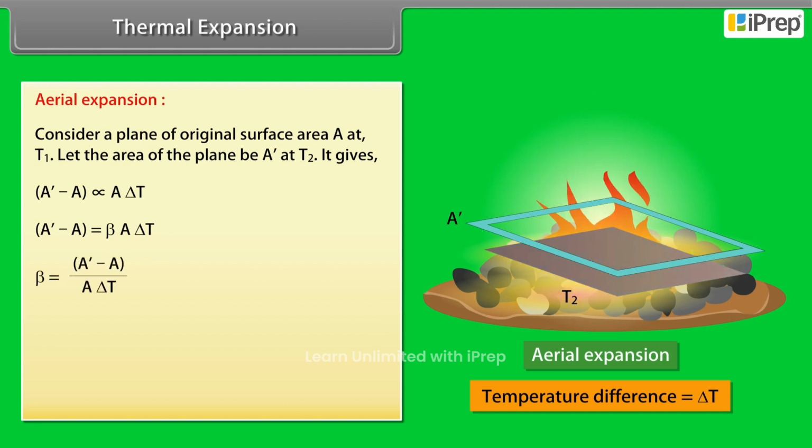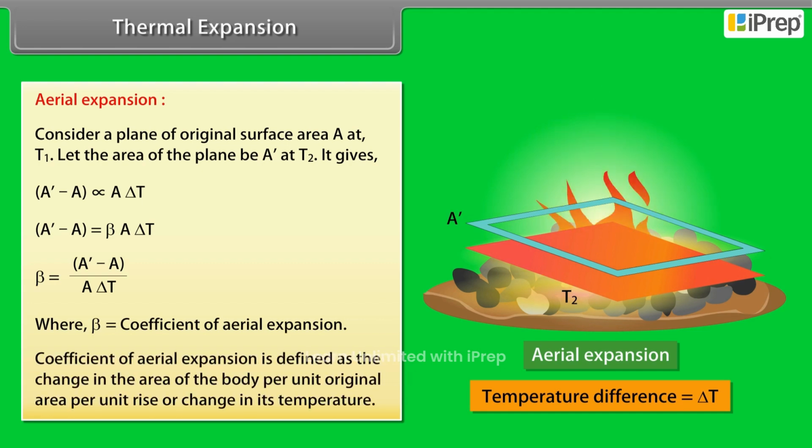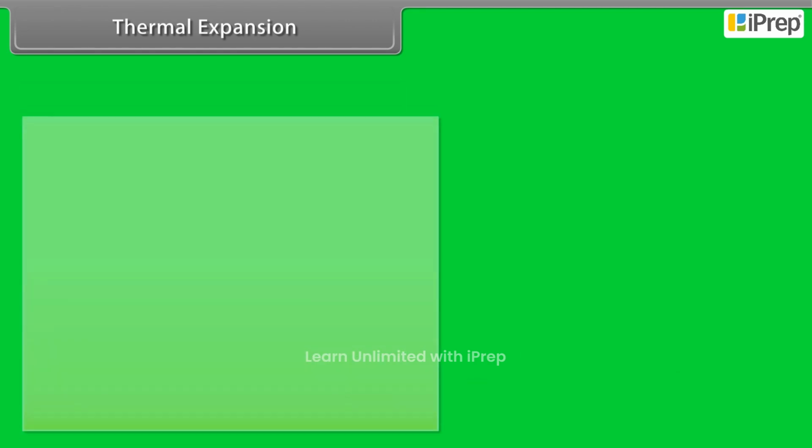The value of beta is equal to A dash minus A upon A delta T, where beta is the coefficient of aerial expansion. The coefficient of aerial expansion is defined as the change in the area of the body per unit original area per unit rise or change in its temperature.